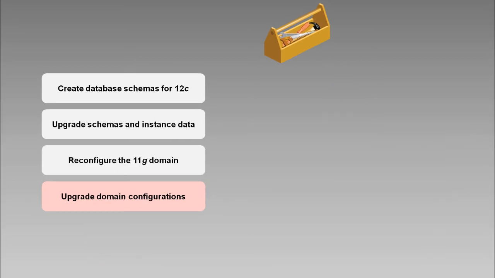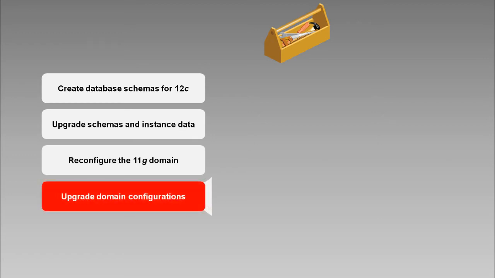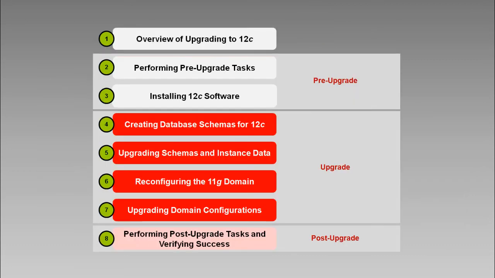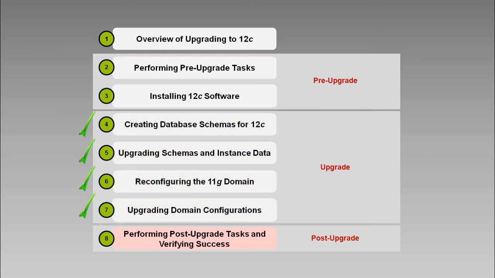Finally, you run the Upgrade Assistant again to complete the upgrade of the 11G domain to 12C by upgrading several components, including the ones you see listed here. Note that the 11G domain upgrade is done in place. The domain remains in the original folder structure, but points to the 12C home directory. So that's a quick overview of the upgrade process itself. You'll learn more about the upgrade tasks in each of the 4 videos listed here.